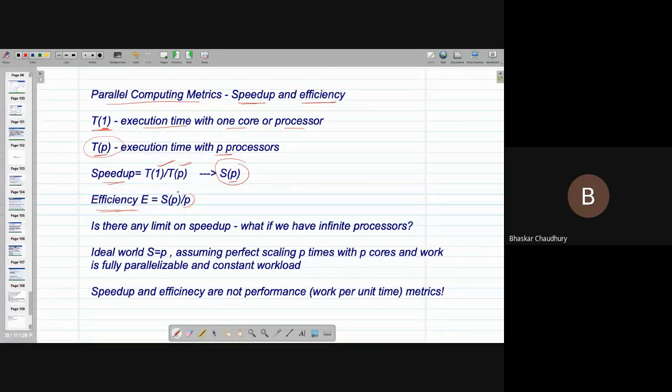In the ideal world, speed up is equal to the number of processors, assuming there is perfect scaling, P times with P cores, and the work is fully parallelizable. This is an important point actually. I will come back to it. And then there is a constant workload. So the total amount of work which you are doing is the same in both, serial as well as parallel.